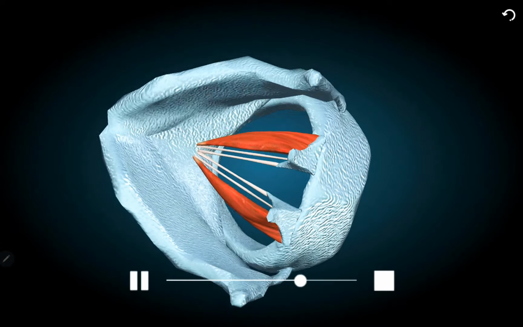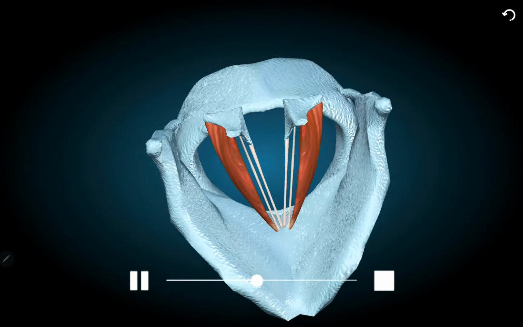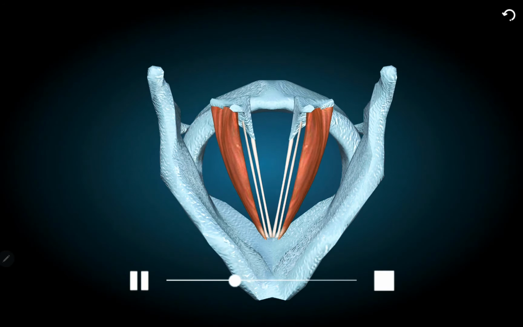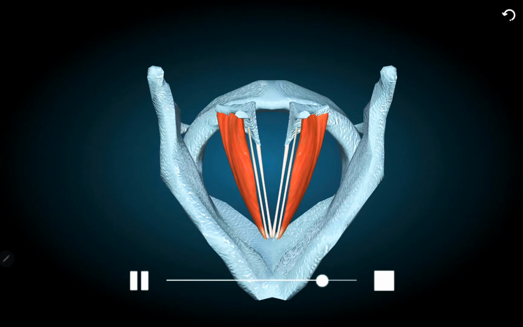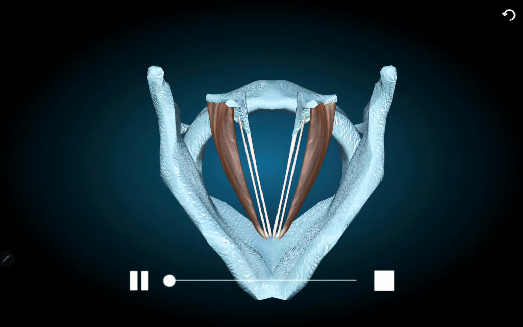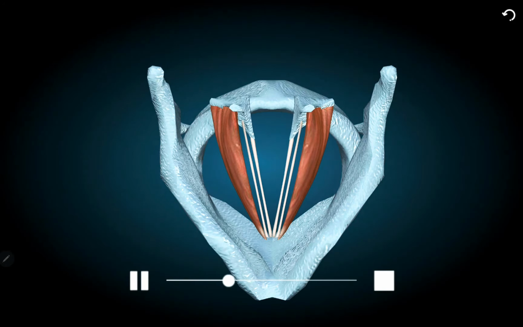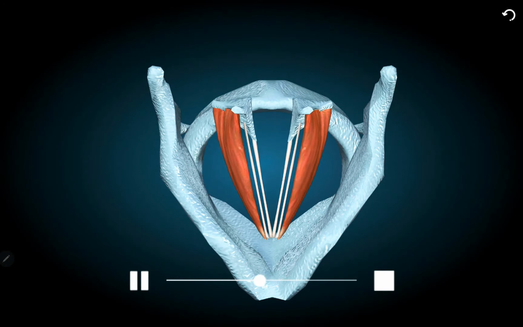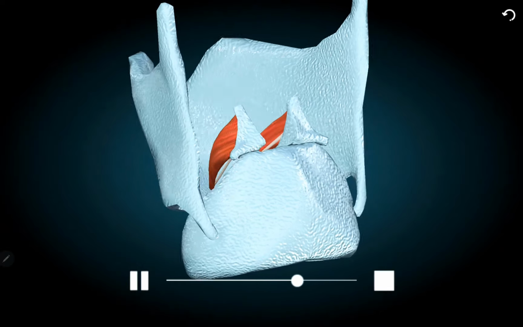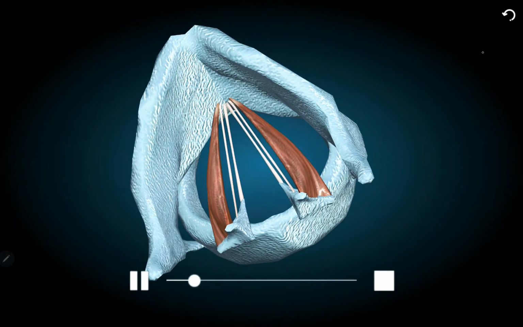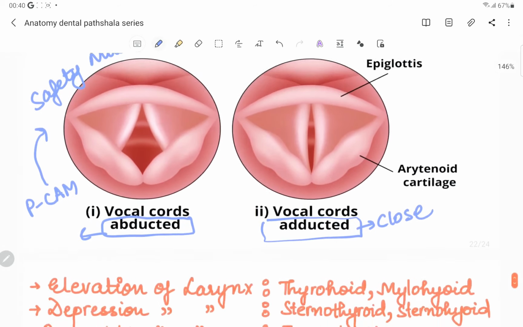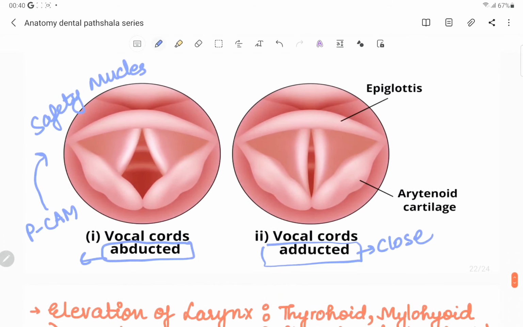So if you can see, thyroarytenoid, the relaxer of the vocal cord. So it is going to relax the vocal cords. The tensor of the vocal cord is CT, cricothyroid. The relaxer of the vocal cord is the thyroarytenoid. Now that we have seen in the animated diagram, we can appreciate that once the vocal cords are closed, that means they are adducted, ADD. Once the vocal cords are open, that means they are abducted.